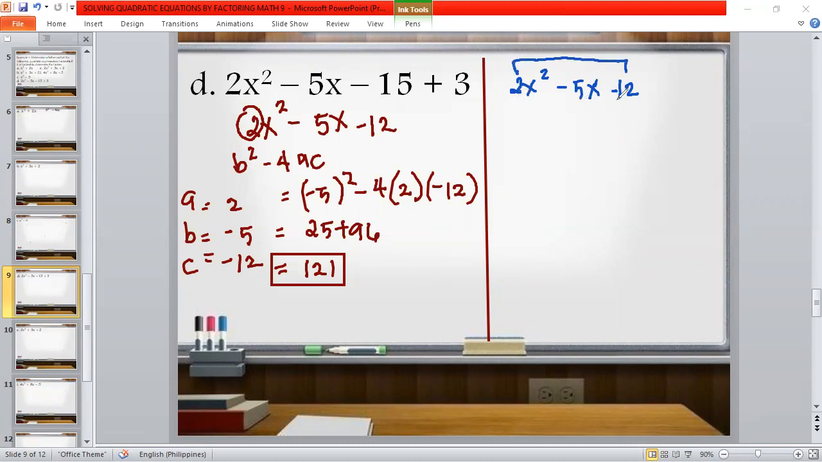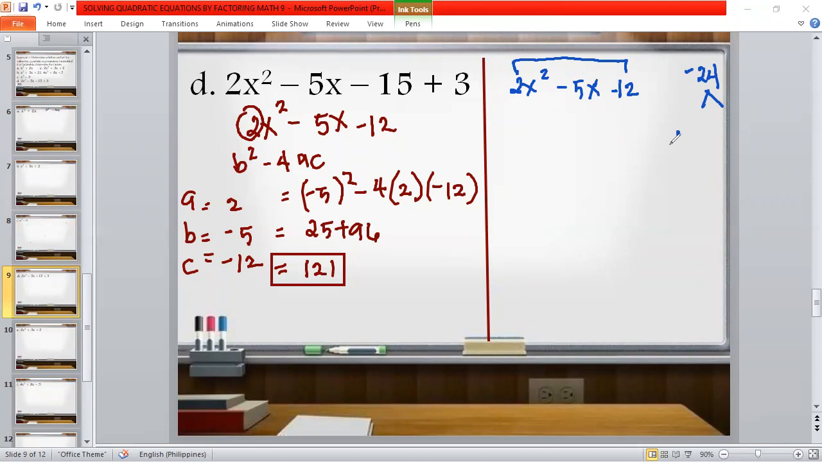So 2 times negative 12 is negative 24. So now, you are going to get the factor of this number, negative 24, na kapag po pinag-multiply natin or kapag po pinag-add po natin ang factor na yon, ang magiging kalalabasan po ay negative 5. So meron tayong factor na, ano ba yung mga factor ng negative 24? So we have 6 times 4. Okay, 6 times 4, kapag pinag-minus natin yon, 6 minus 4 is 2. So hindi siya pwede. Okay?